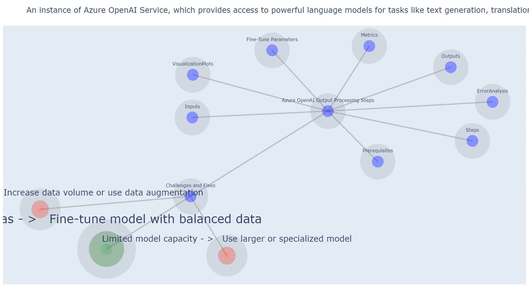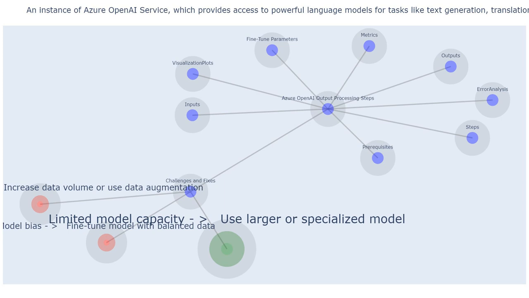Model bias can occur when the language model learns biases from the training data. This bias can lead to the model generating unfair or discriminatory outputs. To address this challenge, it is important to fine-tune the model with balanced data that represents a variety of perspectives and viewpoints. For example, if you are using a language model for translation, it is important to ensure that the training data includes translations from a variety of languages and cultures.